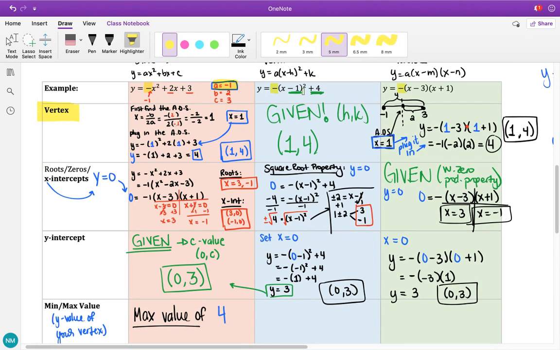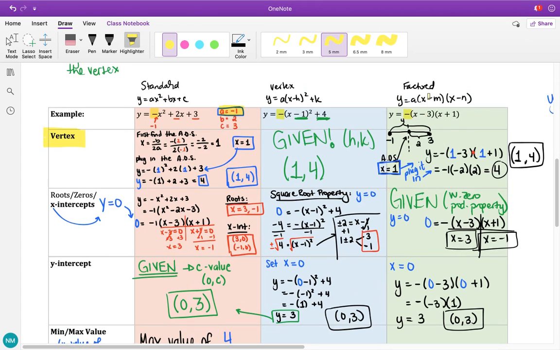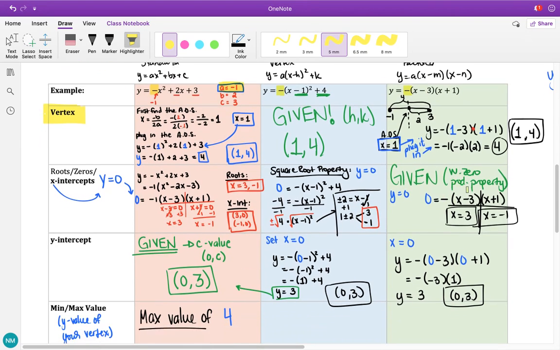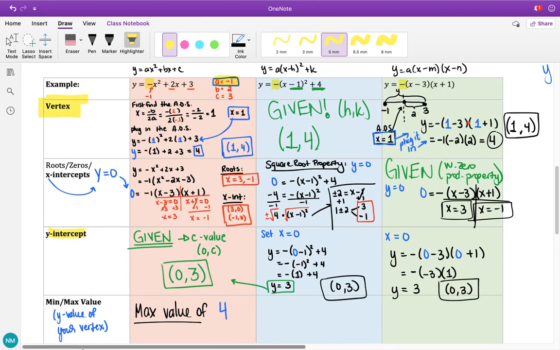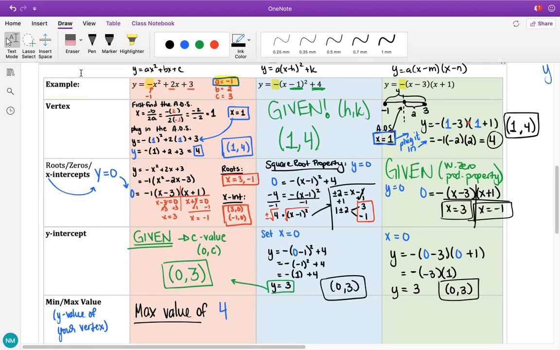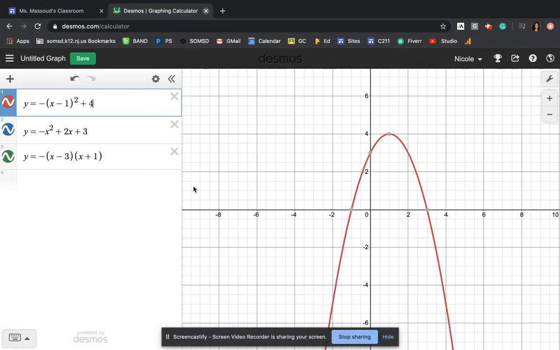Now, for vertex form and for factored form, it might be easier to find your roots and plug them in. But for standard form, you can use your vertex and your y-intercept. So make sure you know how to find all these things in order to graph it, in order to compare it, in order to do all that. And this is your graph. These are all the same. And let's just verify. We have 1, 4, we have -1 and 3 as our x-intercepts. And there's our mirror point that we graphed, 2, 3. Oh, look how pretty it is.